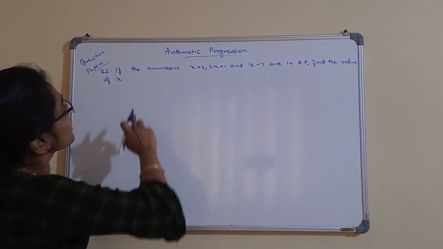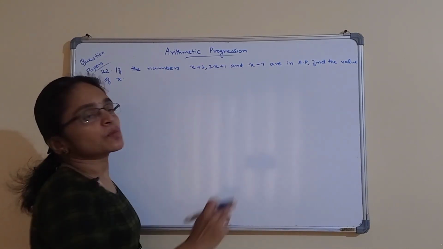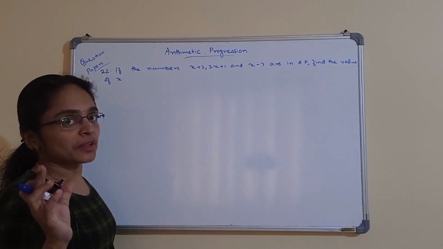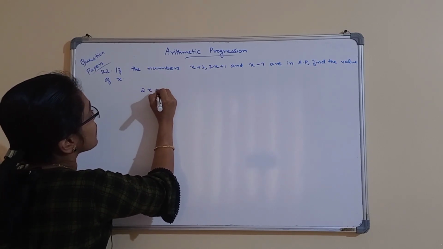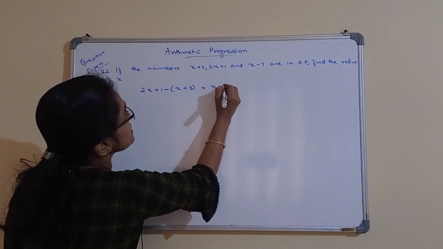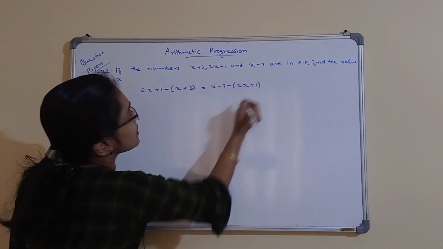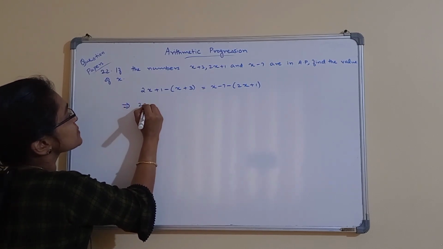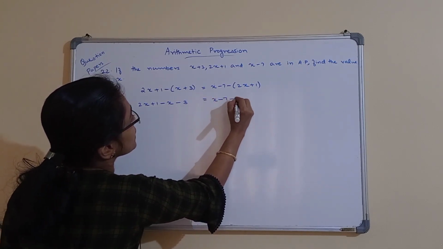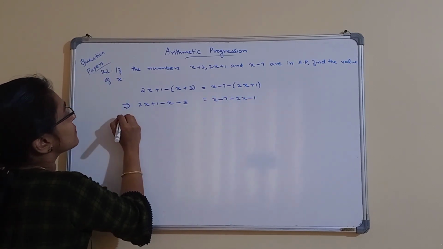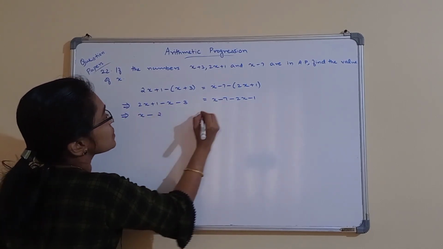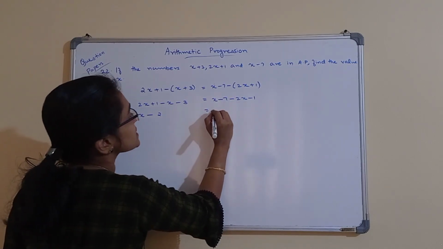Now last question. If the numbers x plus 3, 2x plus 1 and x minus 7 are in AP, find the value of x. So common difference should be same if they are in AP, which means (2x plus 1) minus (x plus 3) is equal to (x minus 7) minus (2x plus 1). And this implies 2x plus 1 minus x minus 3 is equal to x minus 7 minus 2x minus 1, which means 2x minus x is x, plus 1 minus 3 is minus 2, is equal to x minus 2x is minus x.